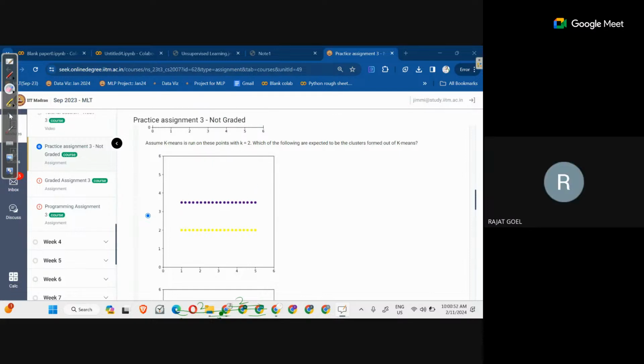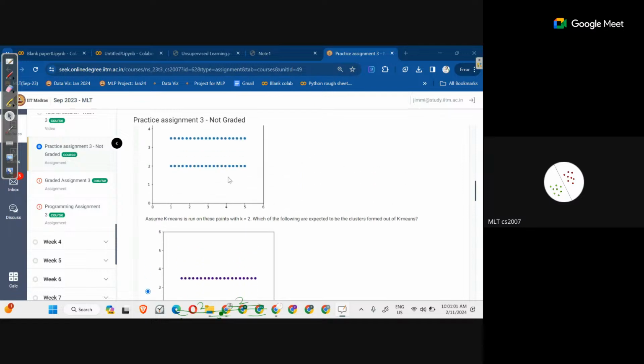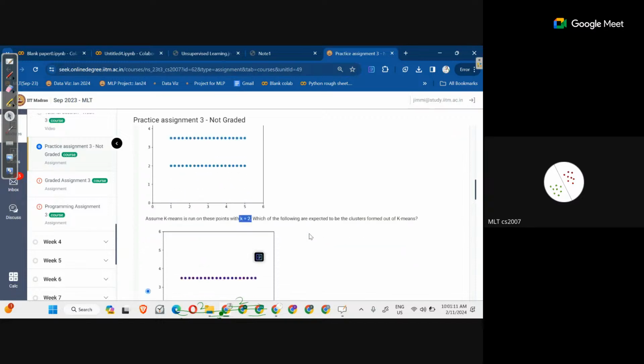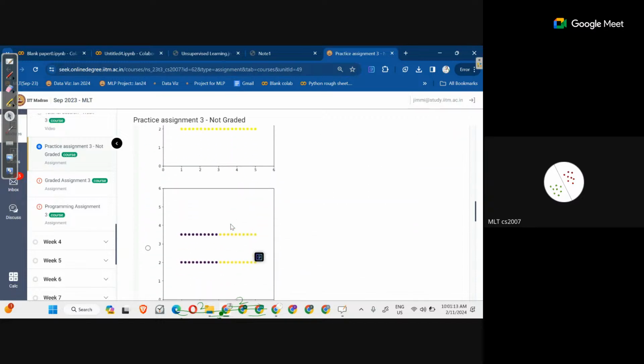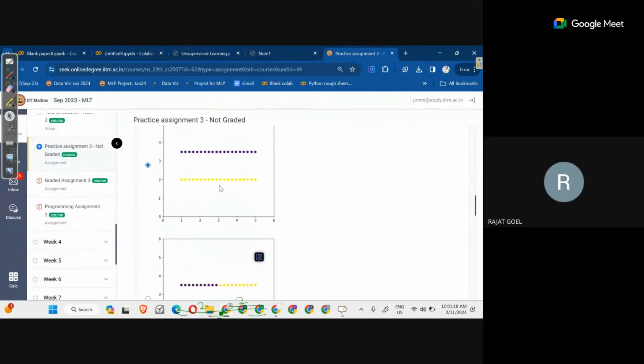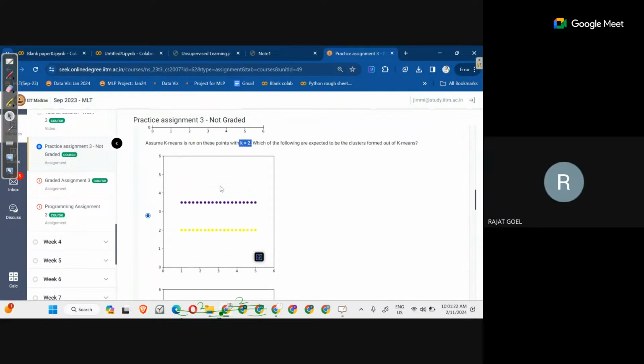In the question, they are saying expected clusters. They are assuming that this is the cluster. Which of the following are expected to be the cluster formed out of k-means? They are saying that these are the data points, and they have assumed that the k value is 2. Which of the following cluster centers, I mean which of the following clusters, can be the final output? So, sir, if in the first option they are assuming that this is cluster 1 and 2, the centroid will be fixed for each of them, no?